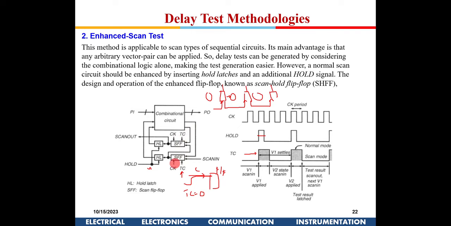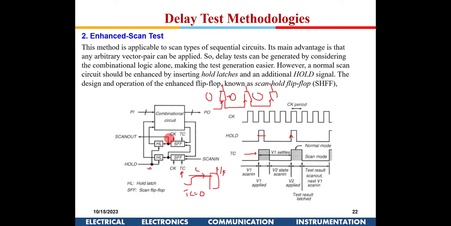Scan-in input is taken, so the V2 test vector will be pushed here. Now once the V2 test vector is pushed here, again I give the hold signal. When I give the hold signal, this new test vector will come here, so it will start computing from here.